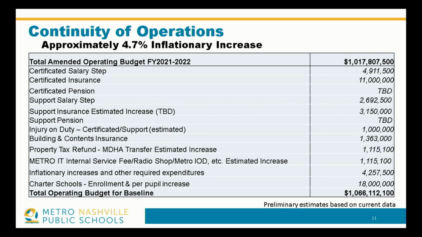So what you see here on this slide is our proposed continuity of operations budget. As you all know, we'll start with a baseline budget for FY 21-22 of $1.17 billion. In keeping with last year, we are including the step increases for support and certificated employees in the continuity of operations budget to ensure fidelity to our pay scales, as well as likely increases in certificated and support pension and insurance.